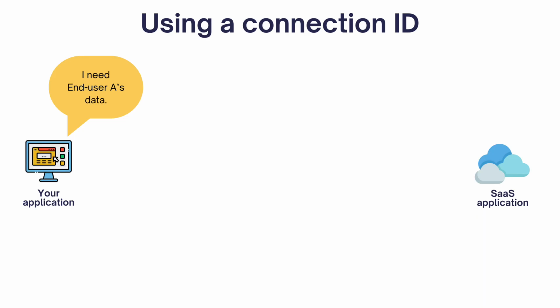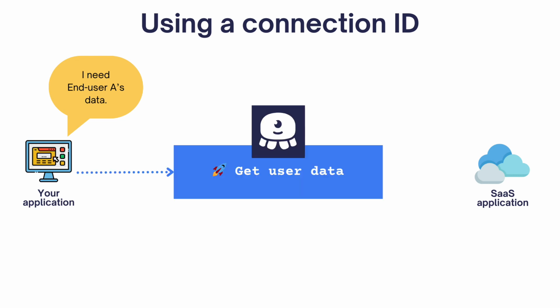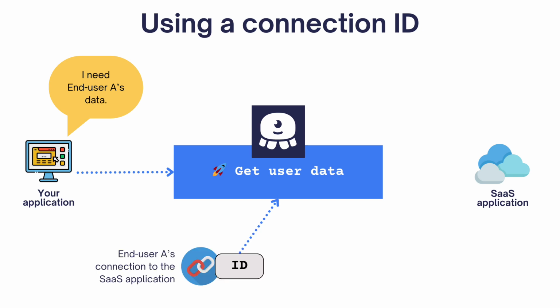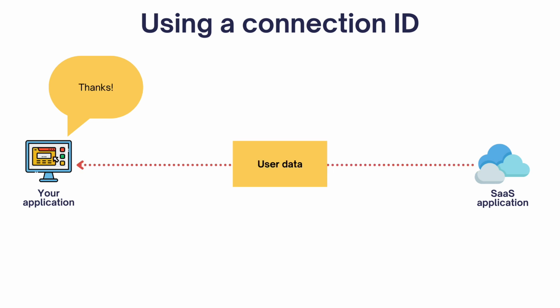Let's suppose your application needs to access an end user's data from a SaaS application. Your application makes a call to Unified.to. Let's say this call is named getUserData. One of the parameters that your application must provide is the ID for the end user's connection to the SaaS application. That connection ID lets Unified.to look up the connection object, and that connection object represents the end user's authorization to access their account. The end user's authorization allows the call to be made to the SaaS application, and the SaaS application replies by fulfilling the request, which in this case is the end user's data.